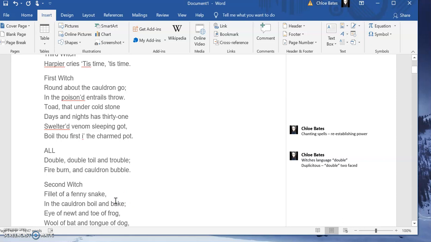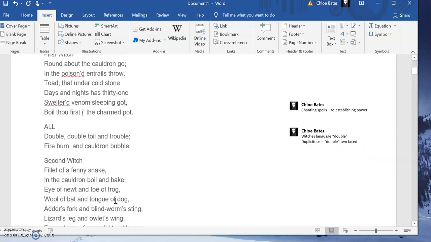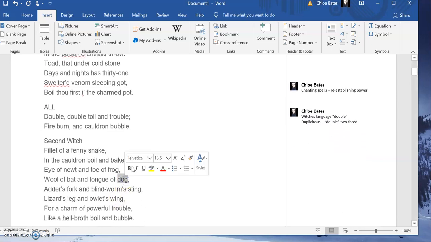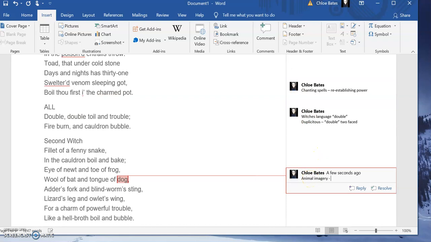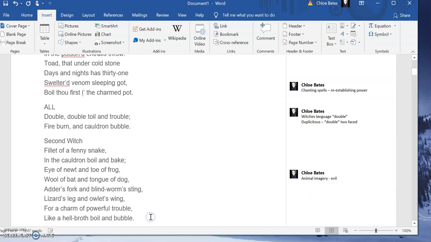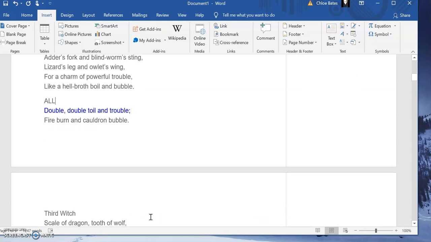Fillet of a fenny snake, in the cauldron boil and bake, eye of newt and toe of frog, wool of bat and tongue of dog, adder's fork and blind-worm's sting, lizard's leg and howlet's wing, for a charm of powerful trouble, like a hell-broth boil and bubble. I would just highlight all of the animals listed here. We've got a lot of animal imagery, potentially to do with the evil. Double, double, toil and trouble. So we've got repetition here. Fire burn and cauldron bubble. So very much they are powerful witches casting spells.